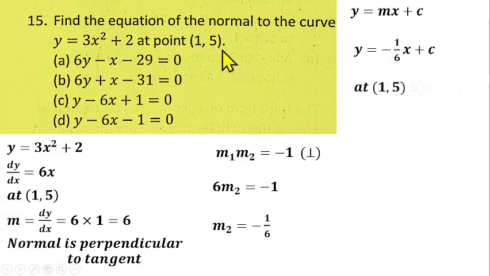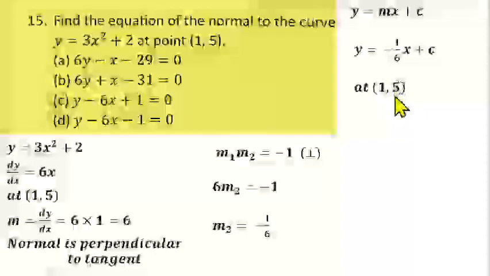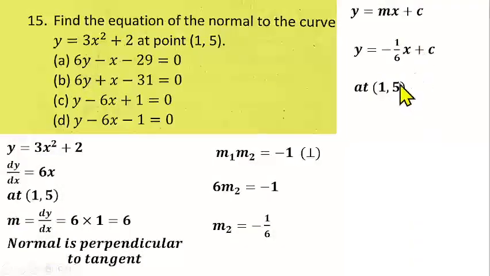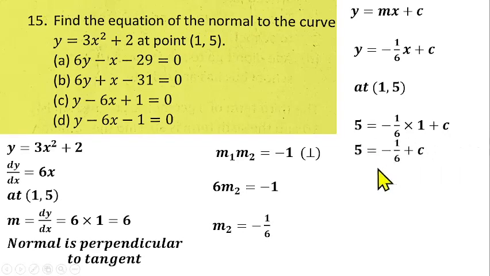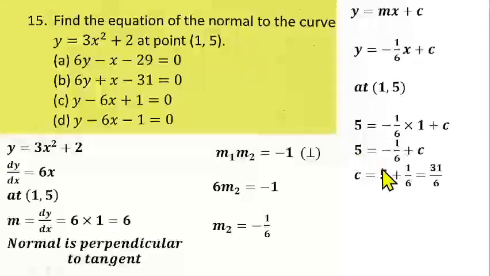So at the point of contact here, which is (1, 5), x is 1, y is 5, so you can find c. So you have 5 equals minus 1 over 6 times 1 plus c. From there, that should give us 5 equals minus 1 over 6 plus c. We can collect like terms, so c will be equal to 5 plus 1 over 6. If you simplify it, that should give us 31 over 6.